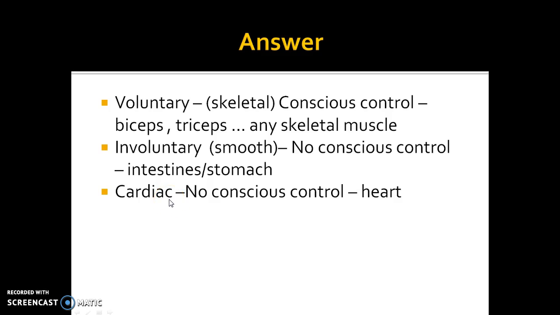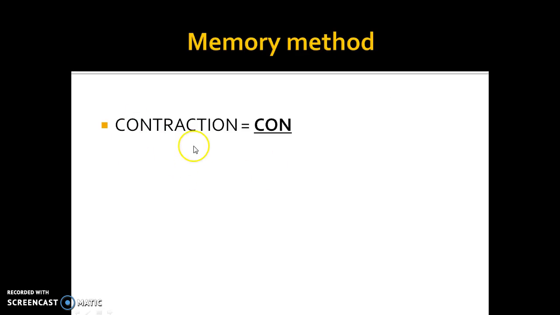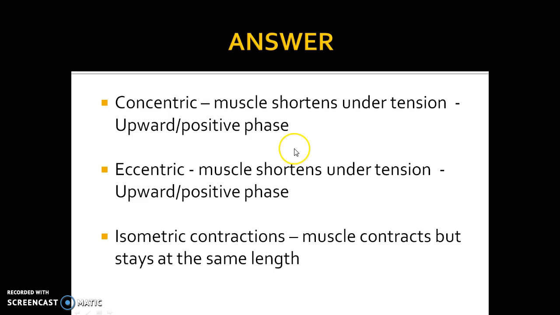Going on from there. Question 3. Identify and describe the 3 types of muscle contractions. What we're looking for here: muscle contractions. Now the key memory method, can you think of anything? Contraction equals con. Now that con should allow you then to think of one type of muscle contraction, and hopefully the others will become easy. Answer, as you can see there.